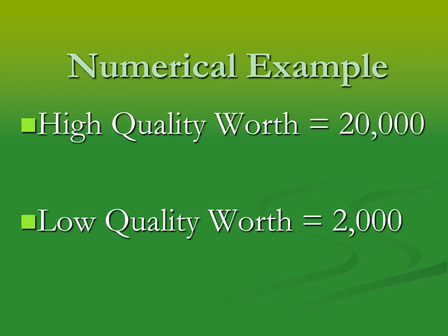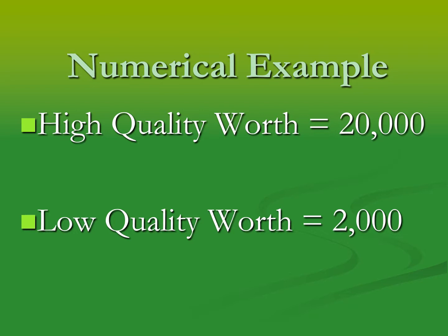So let's look at a numerical example here. There are two types of cars, and only two types of cars: high quality and low quality. Sellers value it at slightly less than this, and buyers value it at slightly more than this, but we'll just round it out so it's equal, so that high quality cars are worth basically $20,000 to sellers and buyers, and low quality cars are worth about $2,000 to both sellers and buyers. Buyers know that about half of the cars are high quality and about half are low quality, and the sellers know this information as well.